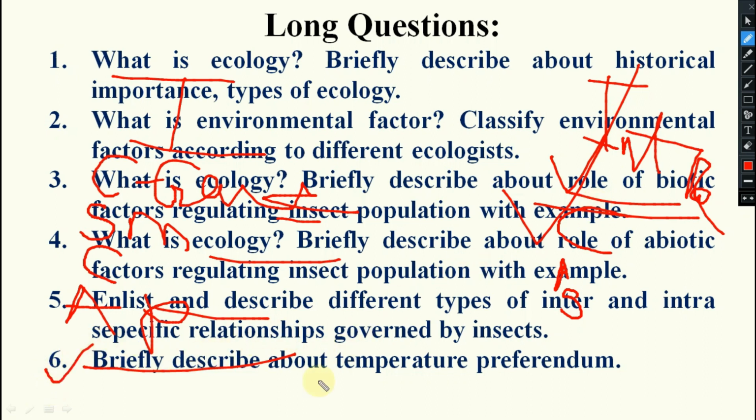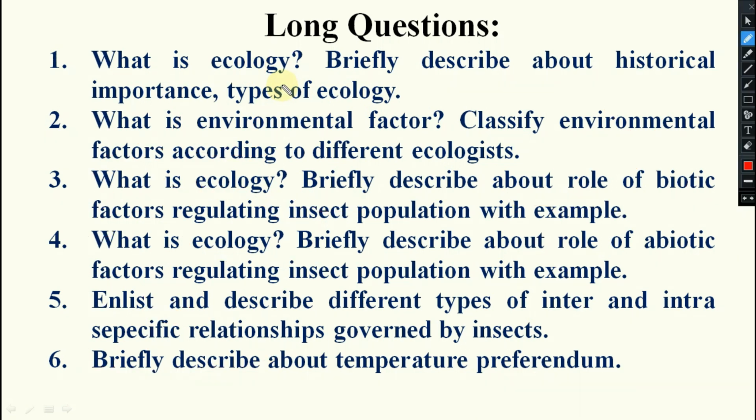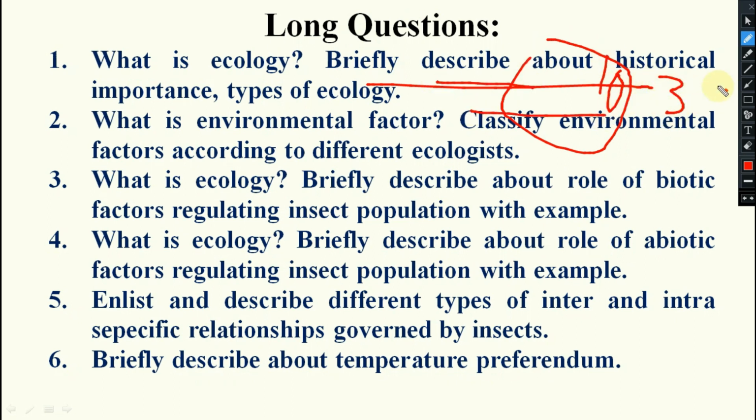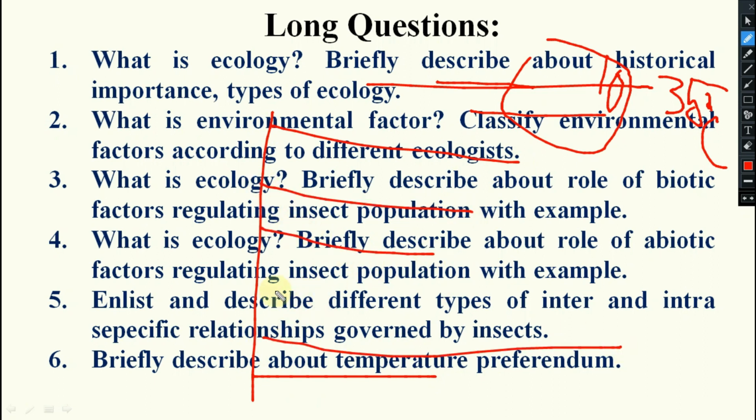Next one is: briefly describe temperature preferendum. Here, first you define what temperature preferendum is. If an error limit is given, where the insect will go from 10 to 35 degrees centigrade, you need to mention those things. Then you draw the whole graph: maximum fertile temperature, minimum fertile temperature, inactivity, zone of optimum. This is the upper vital limit, this is the lower vital limit. This region along with the temperature gradient you need to mention and explain.